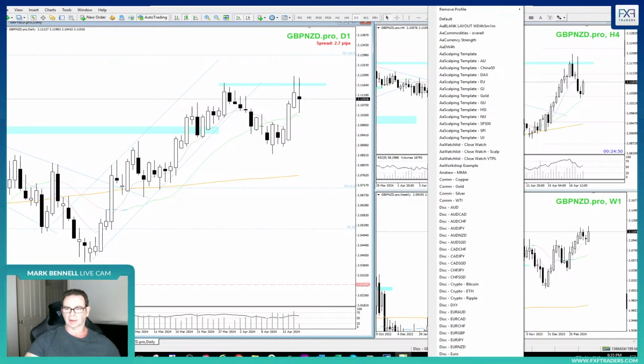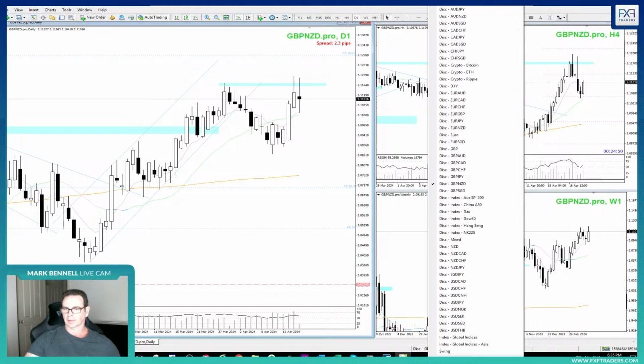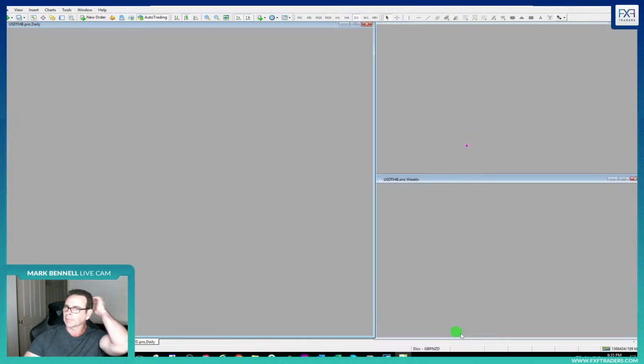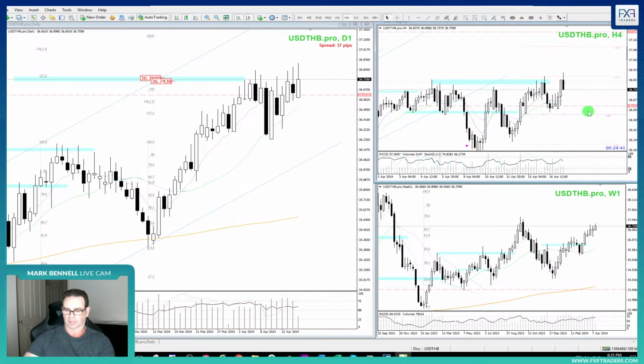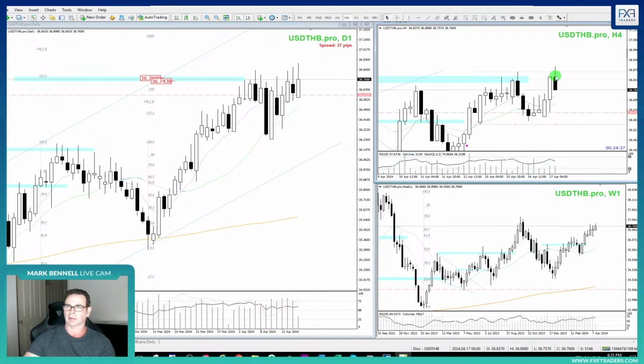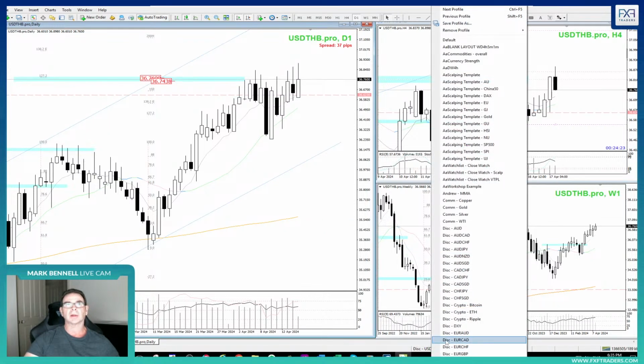Dollar Thai baht. All right, so this is pushing those highs again. See through here. So same thing. If we can get some sort of pullback, or if we get another bar that breaks, just be careful. It's had a couple of attempts at this. It is kind of a little bit stretched. Okay, euro we spoke about.